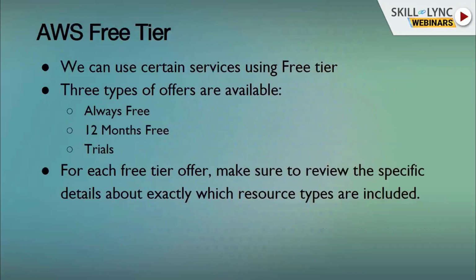So AWS is providing 3 types of offers: always free, 12 months free, and trials. Always free doesn't mean everything is free all the time. It's not like that. They are giving very few services with limited resources. As said, 2 GB RAM, 1 CPU. Such a machine they will provide. We can utilize it for testing purposes. That's always free.